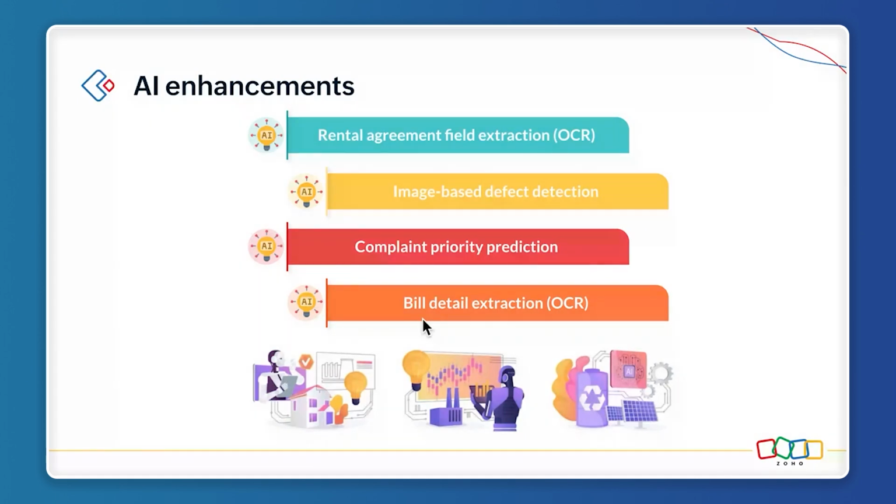Then we have bill detail extraction. There are going to be multiple bills that the owner will be submitting for a respective property. They can just upload the bill with the file upload field, and whatever information is provided within the image that you are uploading will be extracted and shown in the normal fields, right? So these are all the different AI enhancements that we have made within the application.